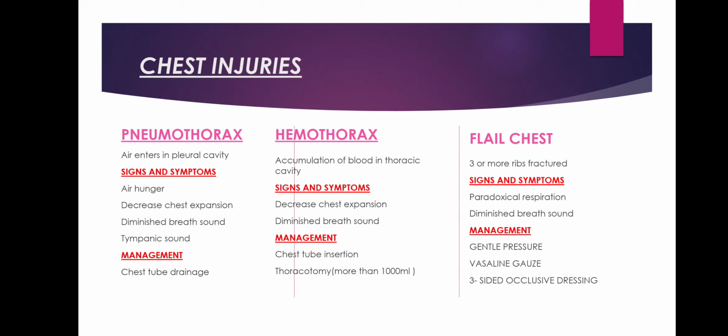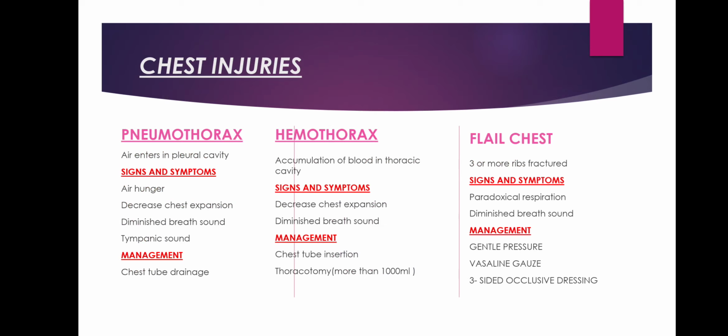The patient will have signs and symptoms of air hunger, chest expansion, diminished breathing sound. They will have chest pain, discomfort, and breathing sounds will be very diminished. We can also see paradoxical respiration. What is paradoxical respiration? The patient will use all the accessory muscles and nasal flaring for breathing.